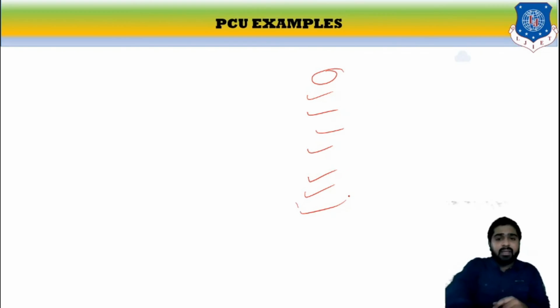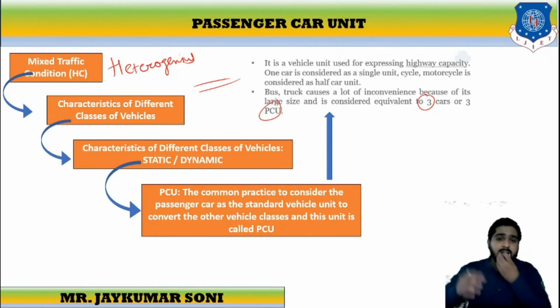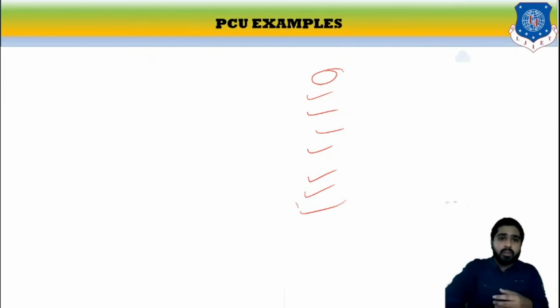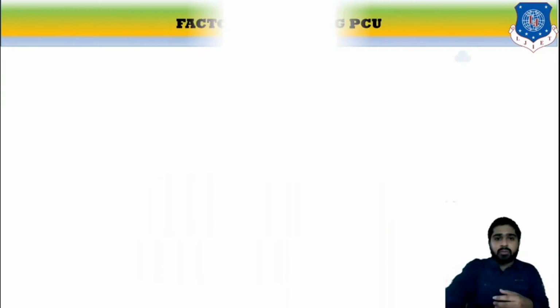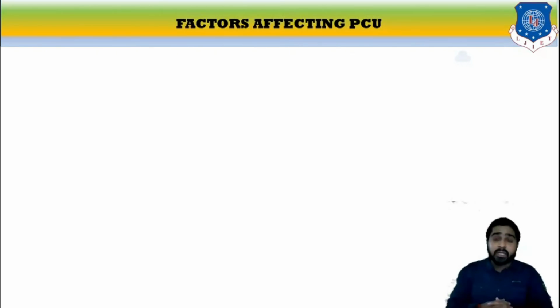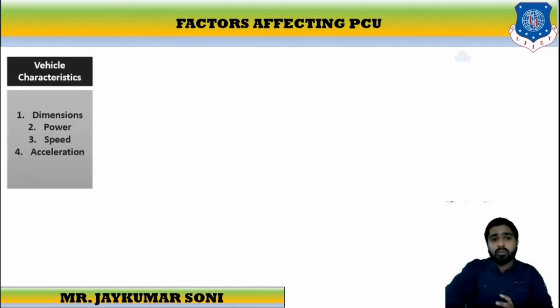So basically what PCU stands for is, it is the common practice to consider the passenger car as the standard vehicle unit, and it is used to convert other vehicle classes and their units to the PCU. So this was about the PCU. Now, which are the various factors that affect PCU? Let us discuss those factors.